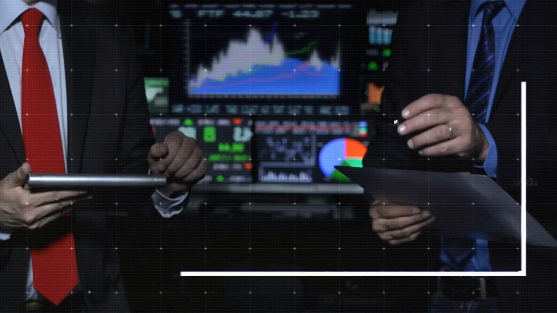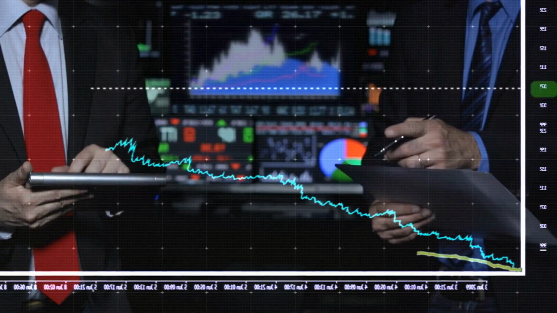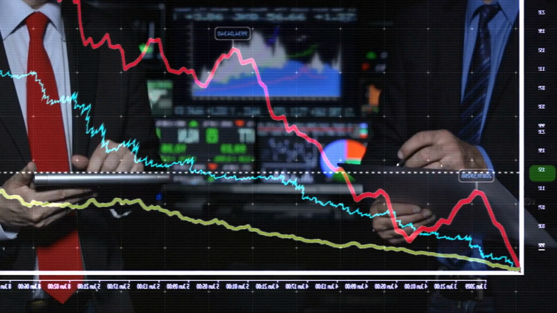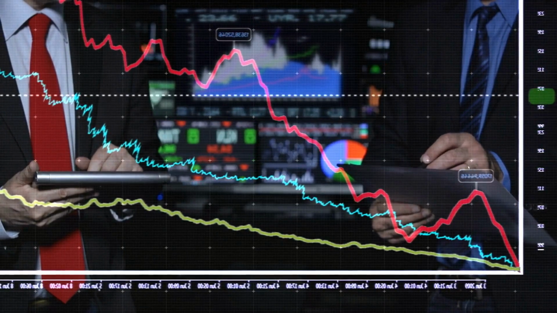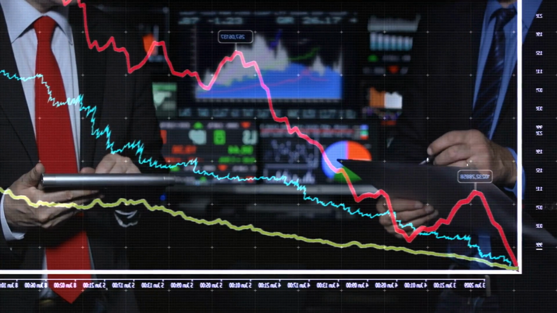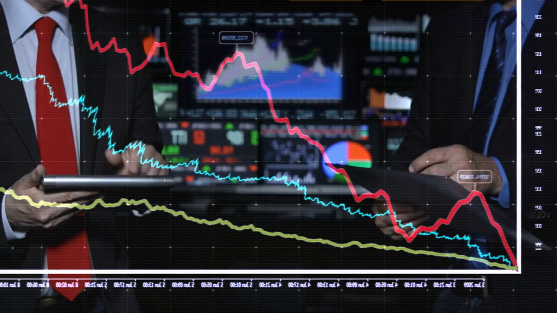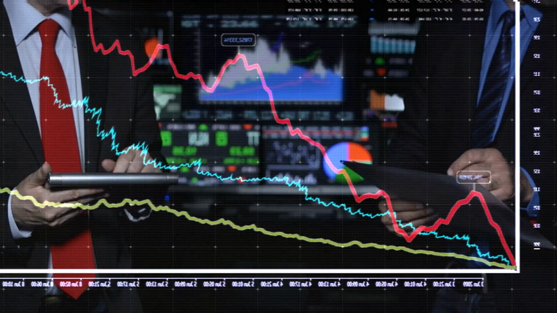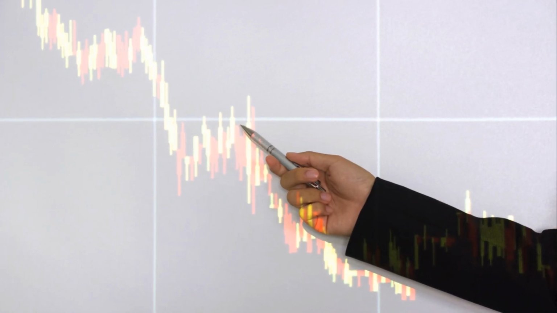The MACD, or Moving Average Convergence Divergence, is another handy tool. When the MACD line crosses above the signal line, it could be a good time to buy. When it crosses below, it might be time to sell. And let's not forget Bollinger Bands. When the prices touch the upper band, the market could be overbought. When they touch the lower band, the market could be oversold.